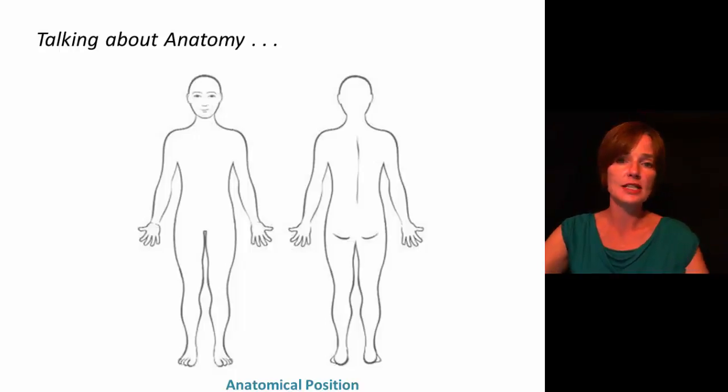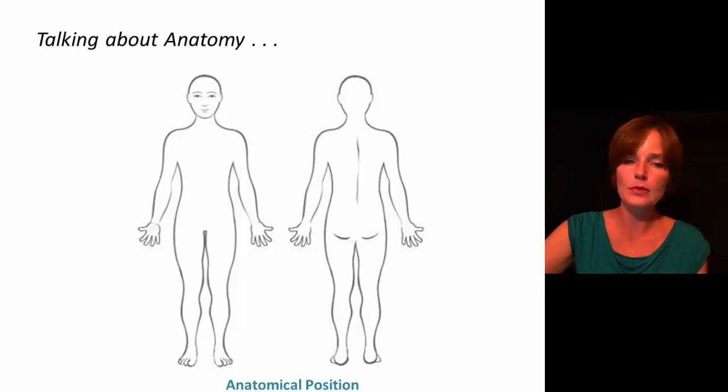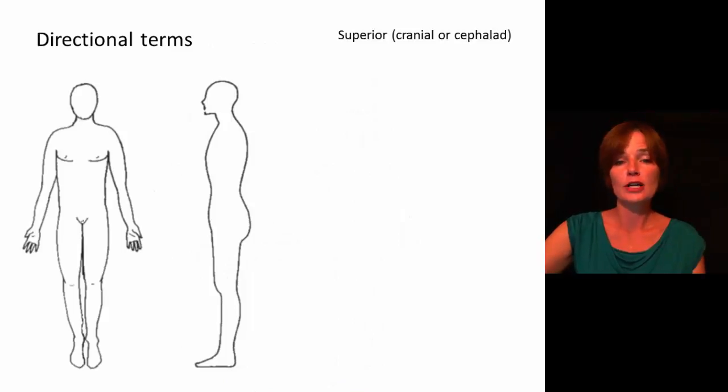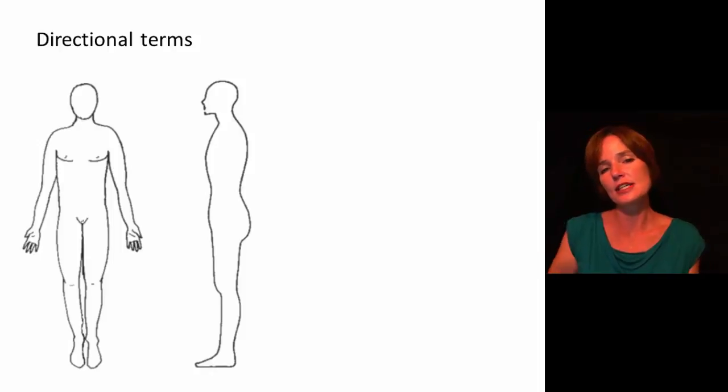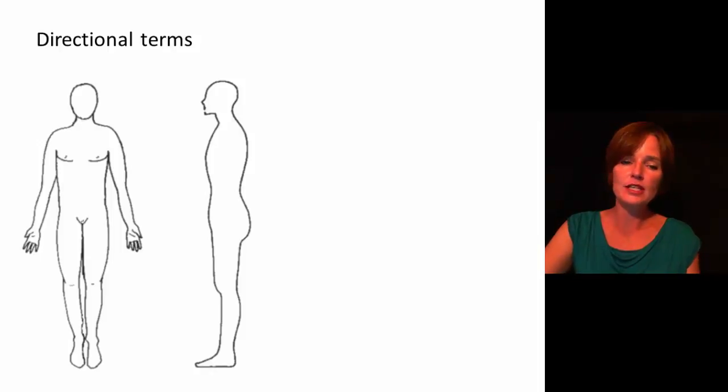So if we have anatomical position, based on that, we can talk about a lot of directional terms to identify the location of different body structures. There are a lot of directional terms. Some of them are easier to talk about looking straight on at the human body, and others are easier if we have a side view. That's why I've got both of these images here on this slide.